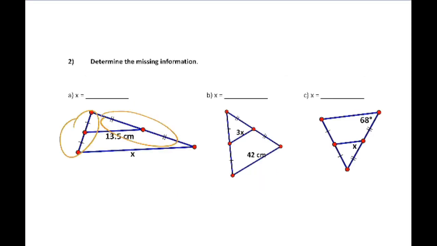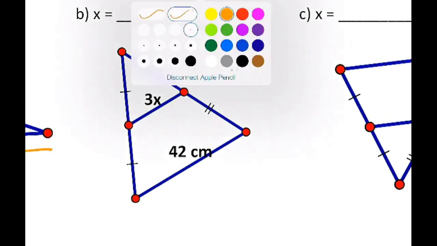Again, the markings tell us that it's a midsegment. We need to know that they're midpoints, and the markings show that. So 13.5 is marked here, but that's the smaller one, so that's half of this. Think about it like this: there are really two 13.5s in there, which means that X is 27 centimeters, double the 13.5.